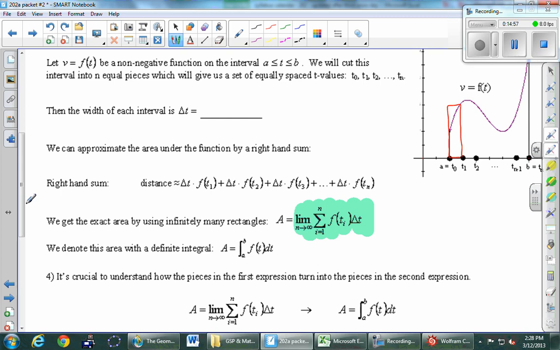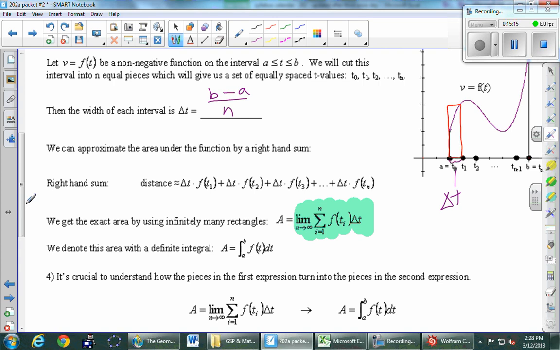And we gave a name to the width of this rectangle. We called that width delta t. Turned out it was b minus a, those are the endpoints, divided by n. N was the number of rectangles. So we'd seen that formula before.